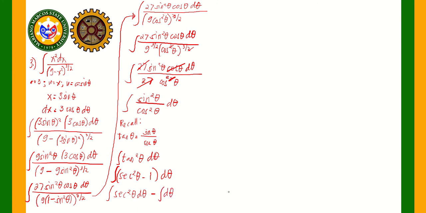So from here, this can be equal to the integral of secant squared theta d theta minus the integral of d theta. So from this, we can now integrate. So what is the integral of secant squared theta d theta? That will be equal to tangent theta. And then the integral of d theta will be theta. So minus theta plus c.